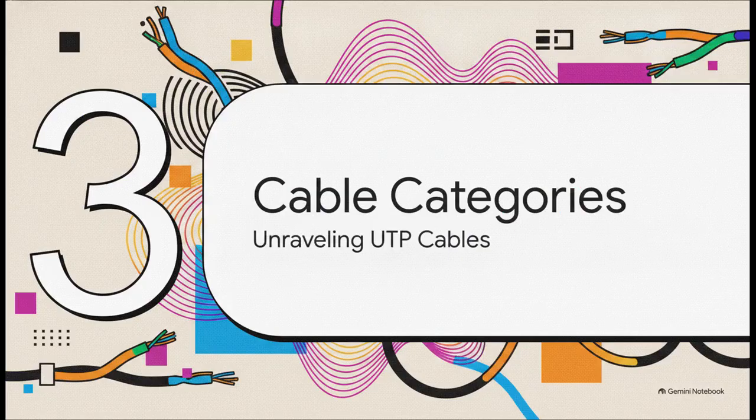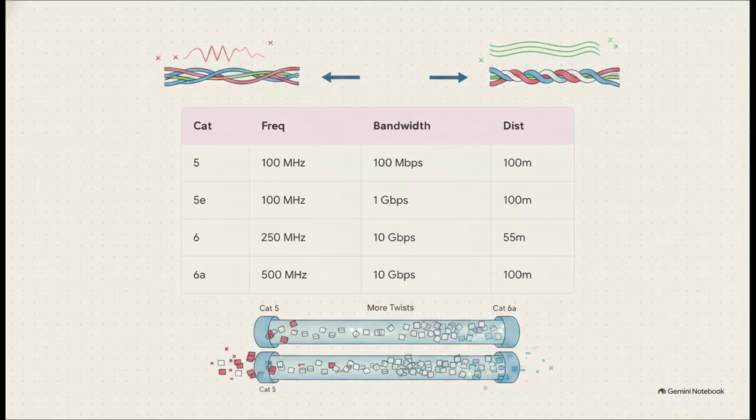Okay, part 3, unraveling Ethernet cabling categories. Now, what's really interesting here is how engineering handles massive jumps in bandwidth over the exact same physical distances. Just compare a Category 5 cable, which maxes out at 100 megabits per second, to a Cat 6A, which pushes a massive 10 gigabits over that very same 100-meter limit.